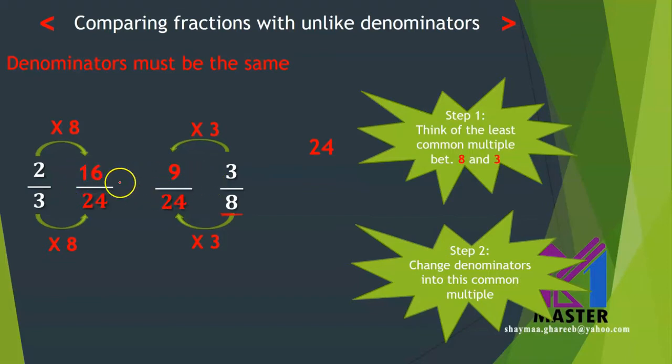Now I have two fractions with the same denominator, which is 24. 16 over 24 and 9 over 24. So 16 over 24 is bigger than 9 over 24, which means 2/3 is greater than 3/8. Okay, is it clear? You have to follow these two steps to be able to compare fractions.